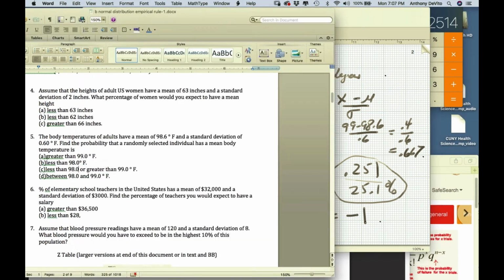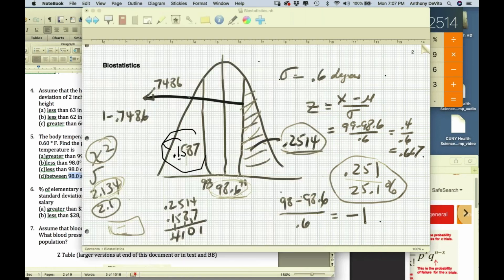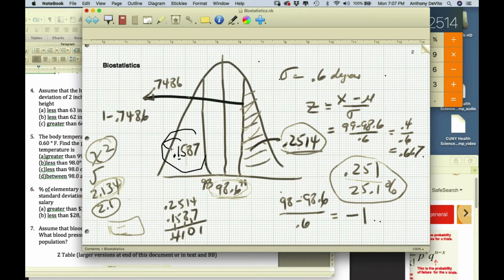Okay, and finally, what's the probability of having a temperature between 98 and 99? Well, we know that this area is 0.1587. This area is 0.2518. Combined, they represent 41% of this distribution. So that means we're left with 1 minus that, or I'm not going to bother calculating exactly, about 59%.